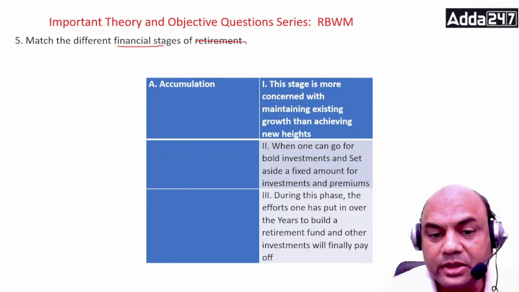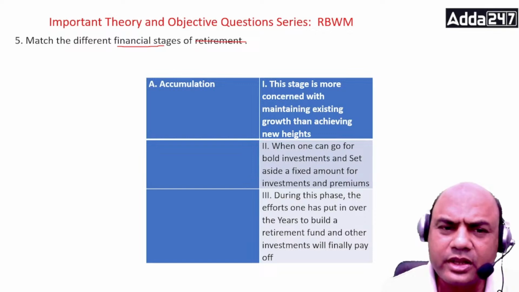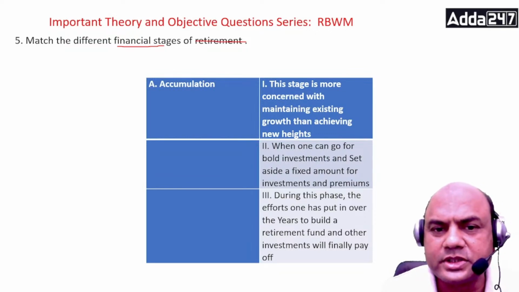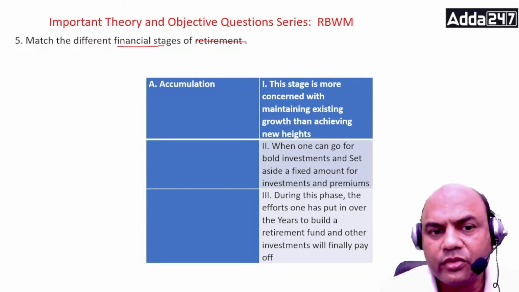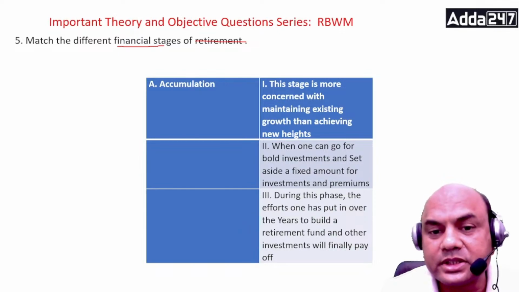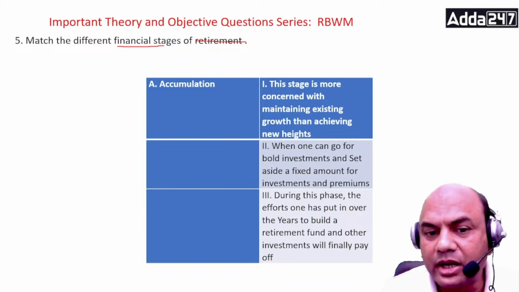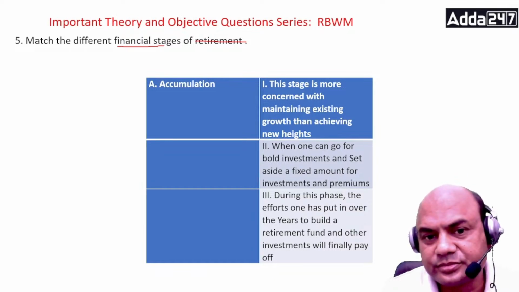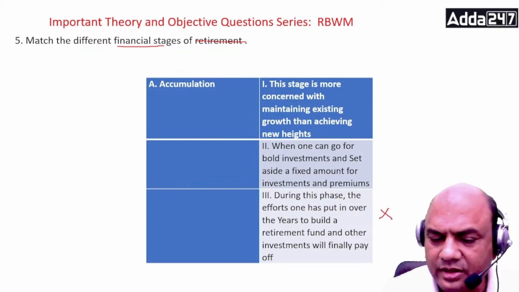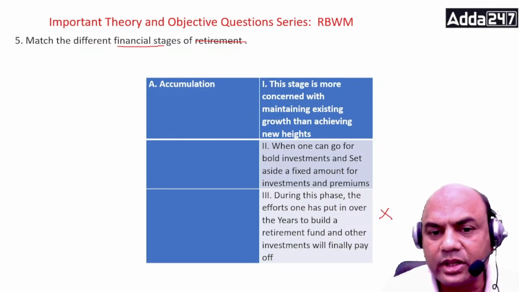So what do you think should be the correct answer? What is this accumulation phase in your life? Not only in your life, in RBWM, to be frank. Let's focus on JAIIB only, RBWM. Which is the accumulation phase? What can be the qualities of this accumulation phase? Maintaining existing growth, or one can go for bold investments? Definitely not this one. Third one, retirement, is not the answer, right? So 1 or 2. Think over it.